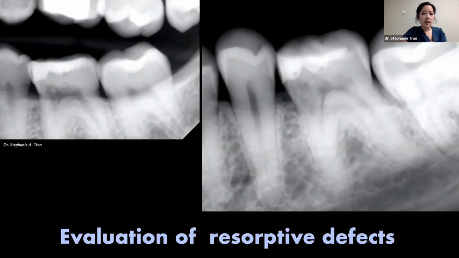However, we can see this moth-eaten, fuzzy look, it almost looks like termites or moths eating away at the tooth outside of the pulp chamber or away from the pulp chamber. That is a sign of external cervical resorption. A lot of times that external cervical resorption will cause inflammation within the tooth and eat away at it, kind of like termites.